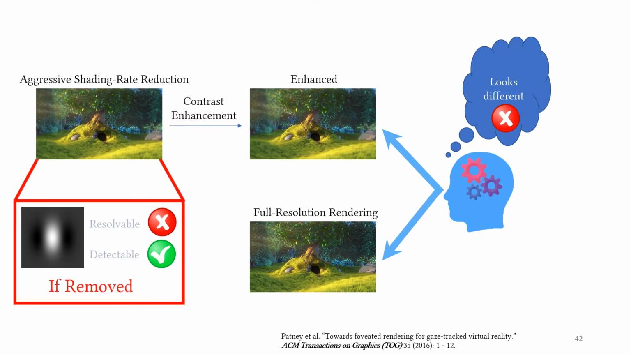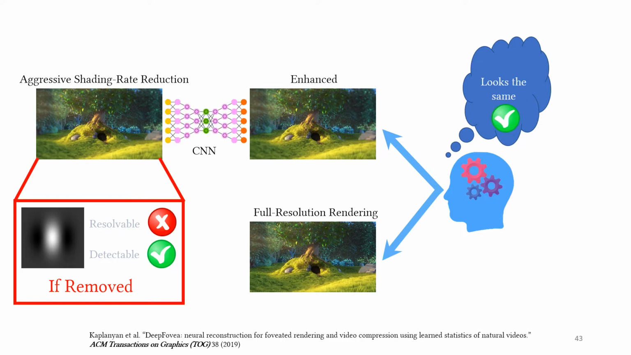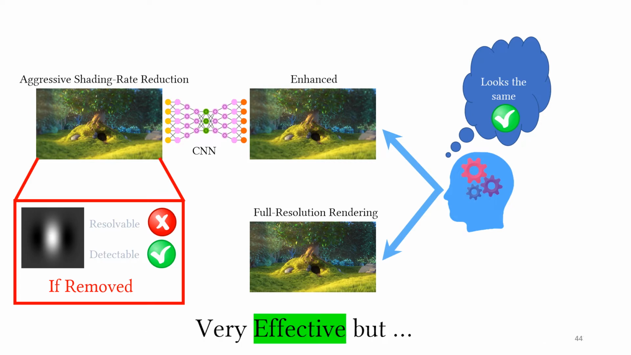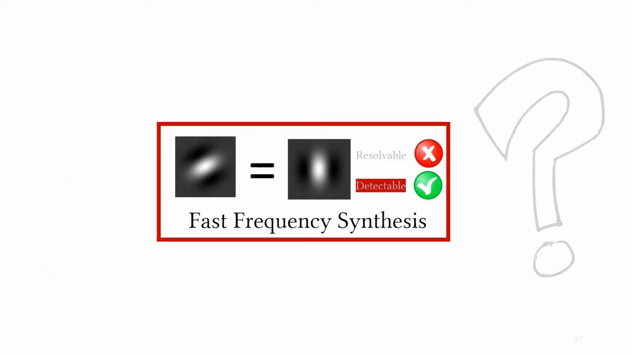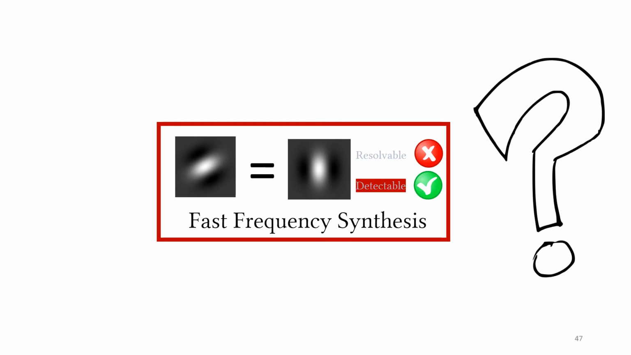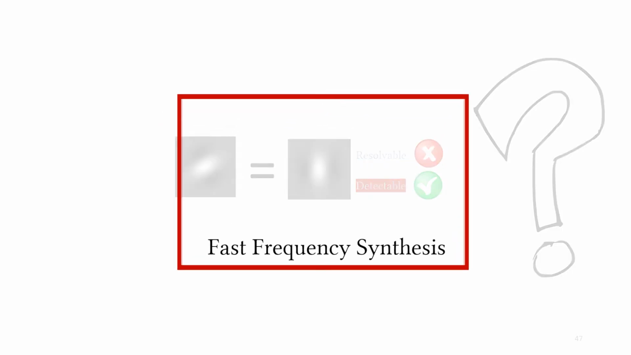For more aggressive shading rate reductions, these spatial frequencies may be completely removed and we cannot get them back using contrast enhancement. In these circumstances, previous work has employed content synthesis techniques such as neural networks to hallucinate missing spatial frequency information. Visually, this approach is extremely effective but also very expensive.